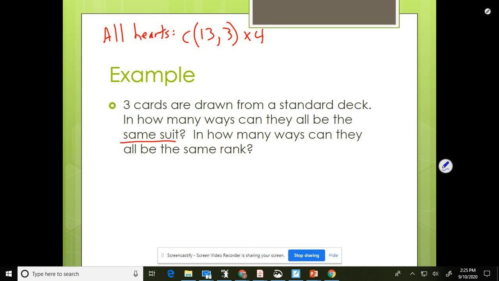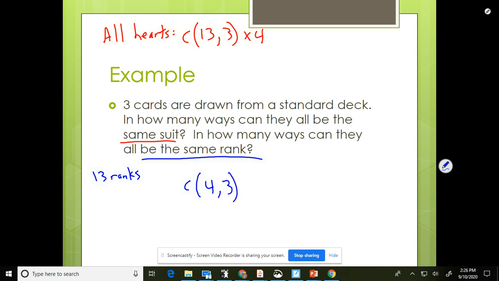Next question asks, how many ways can they be the same rank? All right, so the rank would mean like all kings or all 3s or all 9s, whatever. So how many ways can that happen? Well, there's 13 ranks. How many cards of each rank? There's 4 cards of every rank. There's 4 aces, 4 kings, 4 queens, 4 jacks, and so on. So there's 4 of each rank to choose from, and I'm picking 3 of those cards.